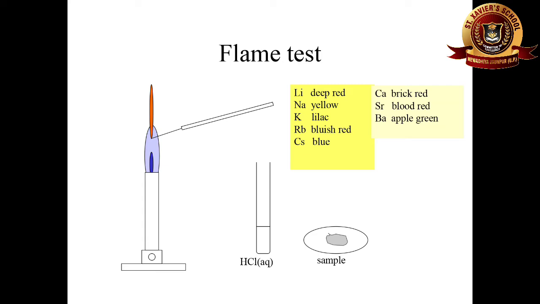Next, what is the flame test? It is a test by which we can determine the element by its colour. For example, lithium shows a deep red colour, and in the same way sodium shows yellow colour, potassium lilac, rubidium bluish red, cesium blue, calcium bright red, strontium blood red, and barium apple green.